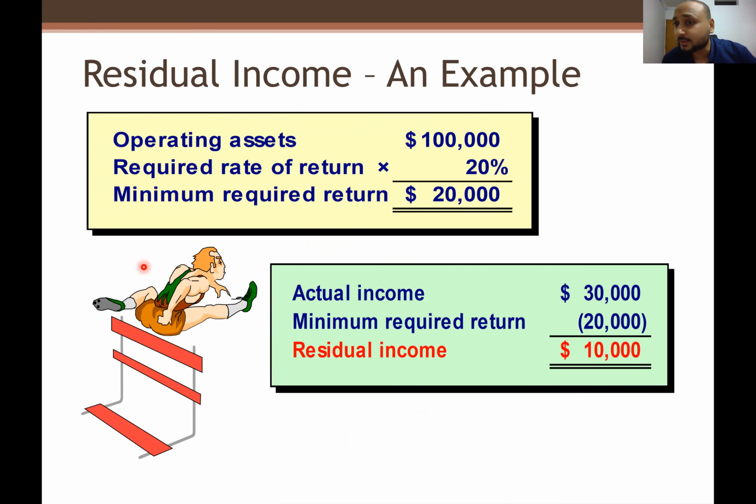So the required return is going to be operating assets 100,000 times 20%, so 20,000. They are required to earn 20,000. Instead, they earn 30,000. So what is the residual income? It is 10,000. So you can see from this picture, they are above the minimum required return. So their residual income is 10,000, right?